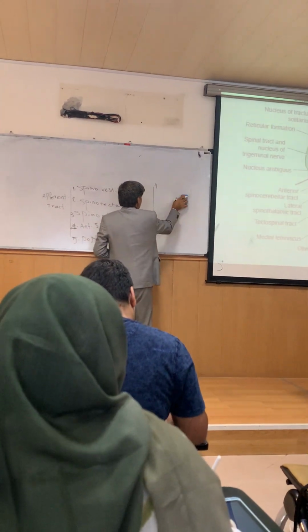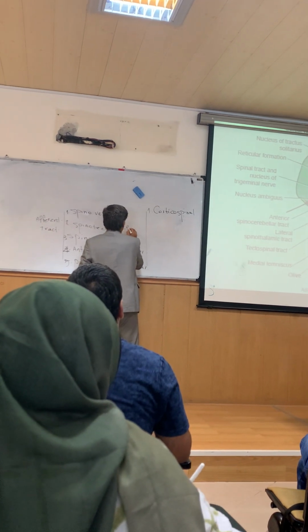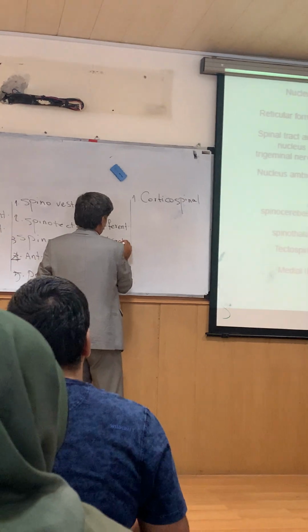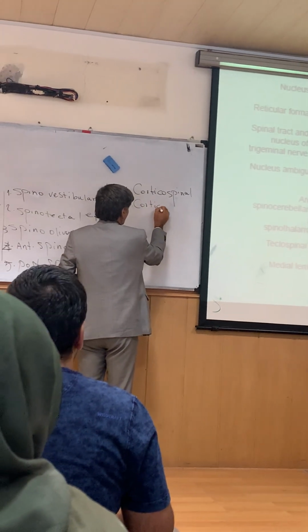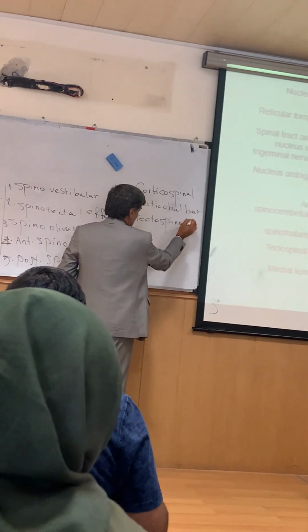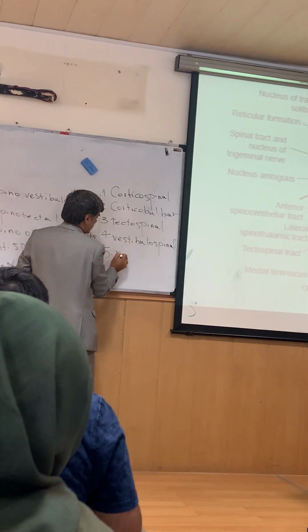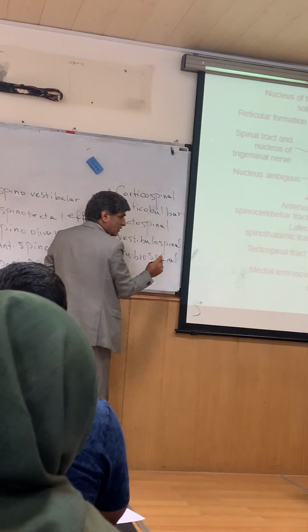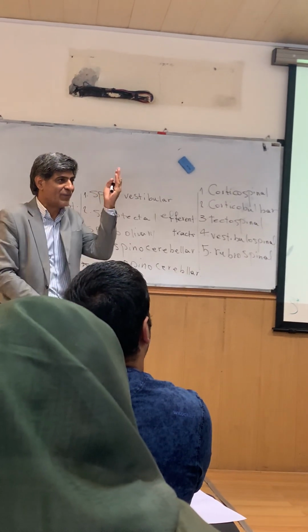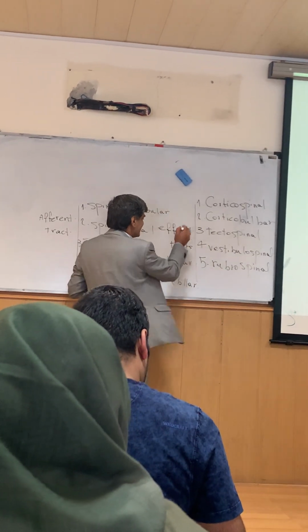and efferent tracts: corticospinal, corticobulbar, tectospinal, vestibulospinal, reticulospinal. Overall, the tracts passing through the medulla oblongata, afferent and efferent. Okay, corticospinal, corticobulbar, tectospinal, vestibulospinal, descending fibers.